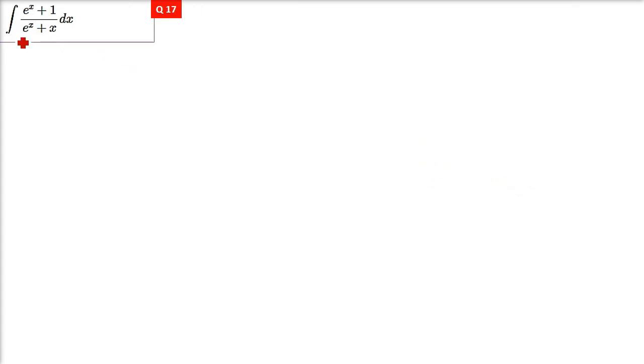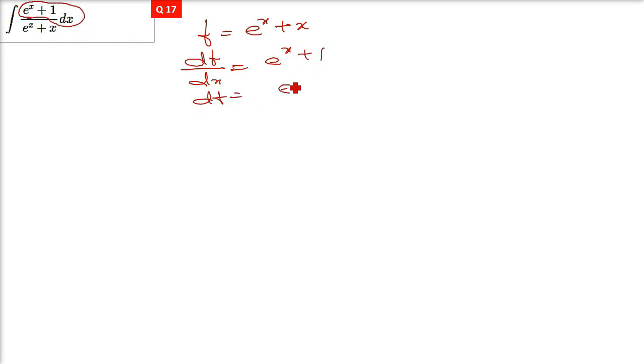Now see here. If you take e raise x plus x equals to t, if you take t equals to e raise x plus x, directly the numerator will come. So dt by dx will be e raise x, and x will be 1. So this is what we wanted. So dt will be e raise x plus 1 into dx.